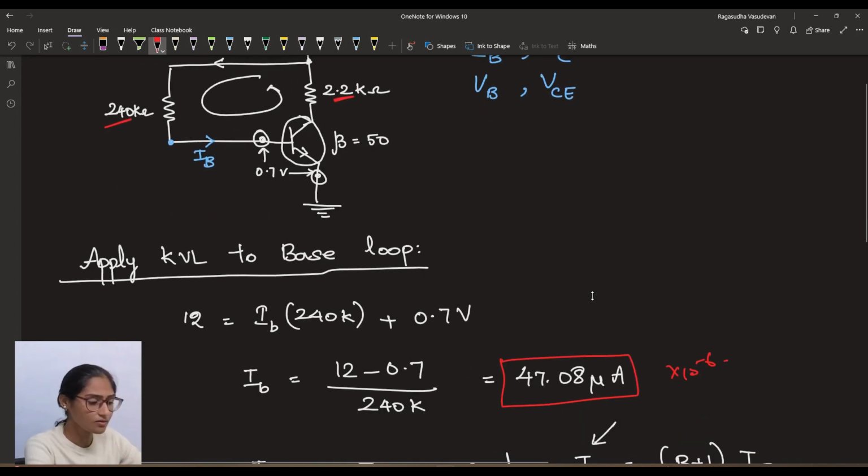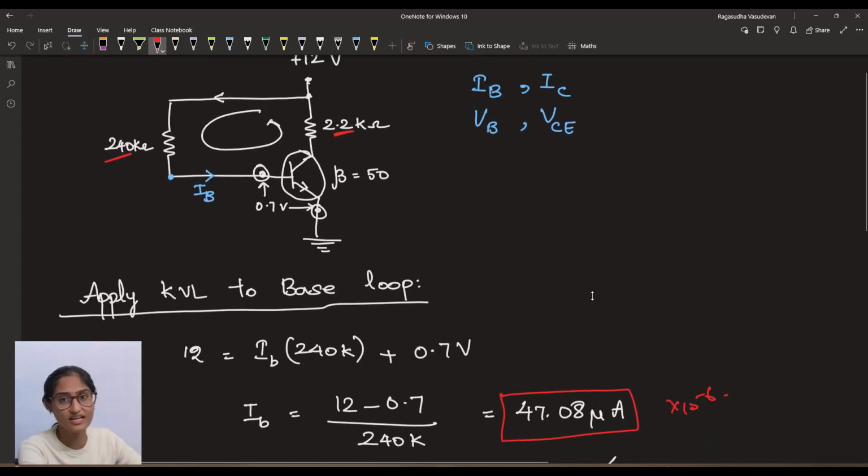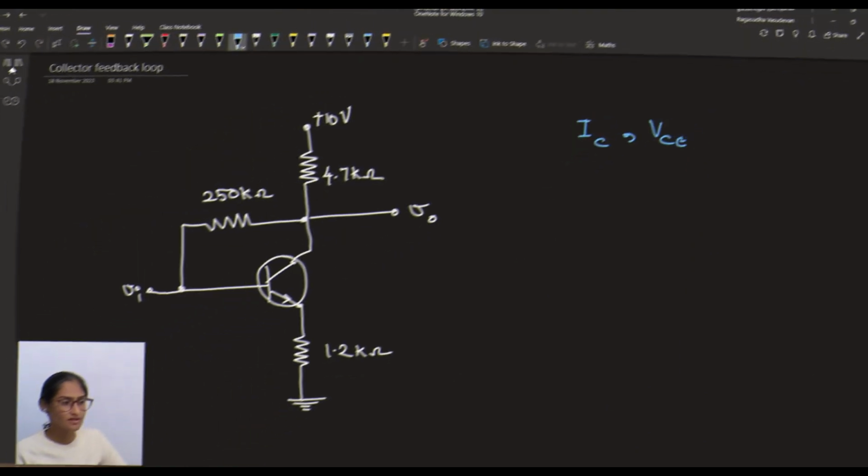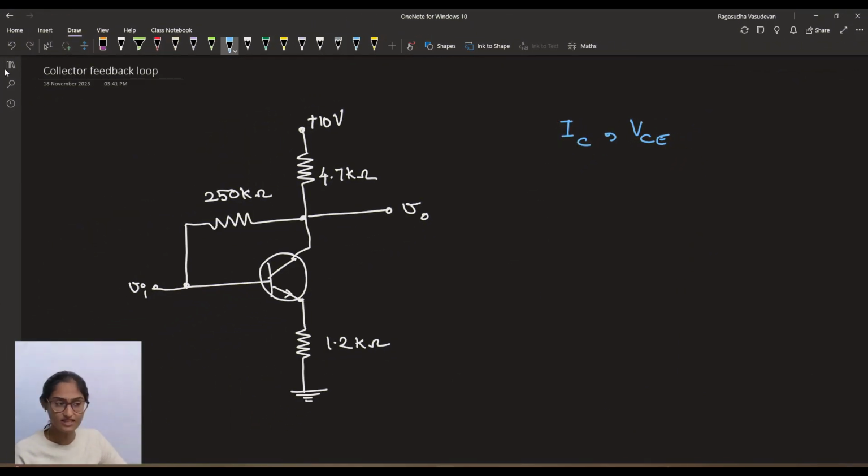Now, let's solve the problem in collector feedback loop. Find the value of IC and VCE for this circuit. This is a collector feedback loop, and if you observe, 250 kilo ohm is connected at the base and just 4.7 kilo ohm at the collector, and same for the emitter. Emitter is just 1.2 kilo ohm. The base resistance will always be ensured to be larger internally as well as externally.